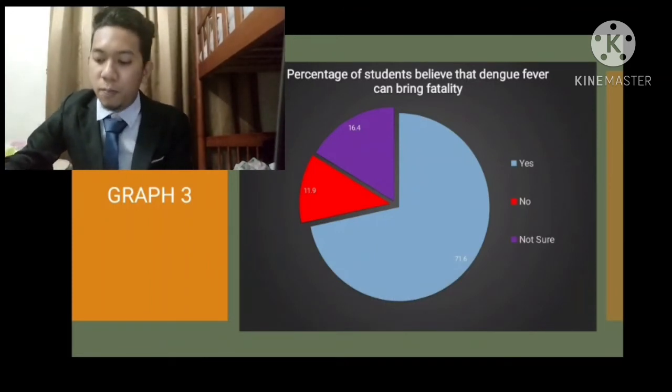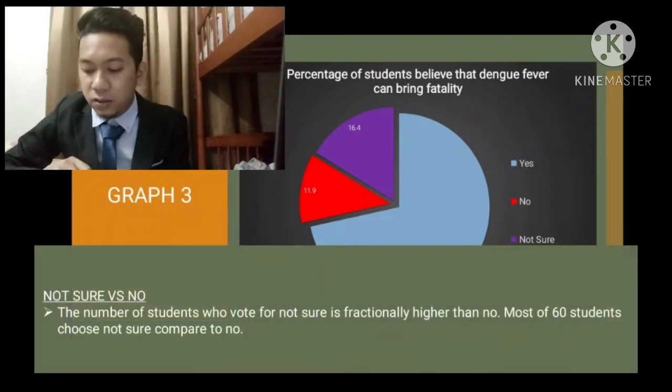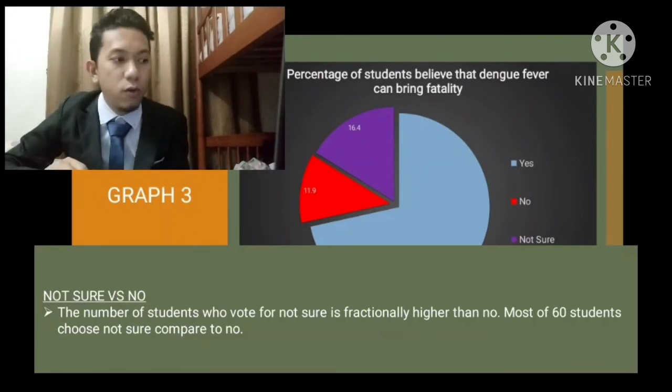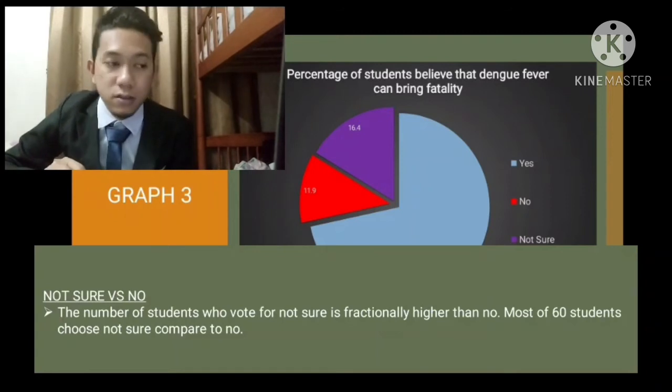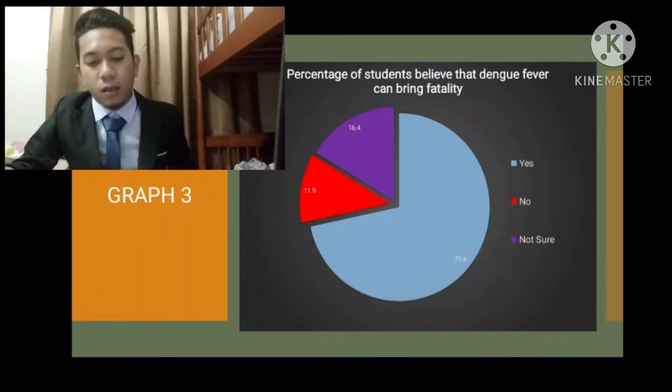And lastly, I will compare the voting of not sure and no among the Psis students. Clearly shown from this pie chart, the number of students who vote for not sure is fractionally higher than no. Most of the 16 students choose not sure compared to no.